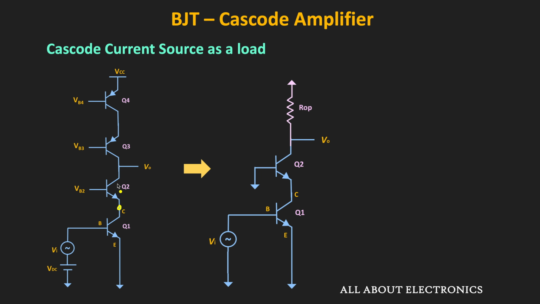So I hope in this video you understood how using the cascode amplifier along with the cascode current source, it is possible to achieve the higher voltage gain and the high output impedance.